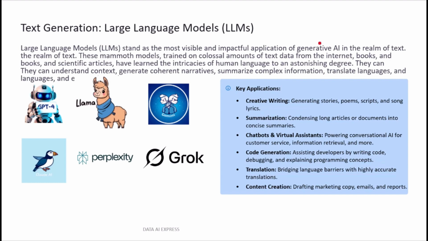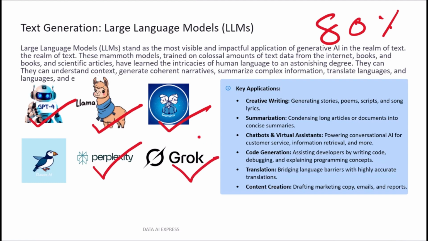So, who are the major players in this space? We have OpenAI's GPT, Meta's Llama models, Google's Gemini models, Elon Musk's Grok, and Anthropic's Claude. These models are the front end of innovation. The applications are endless. Creative writing: generating stories, poems, scripts. You can literally create novel narratives with a simple prompt. Summarization: condensing long articles, email chains, or even meeting notes into concise summaries. Think about how Microsoft Teams can now summarize your meetings.